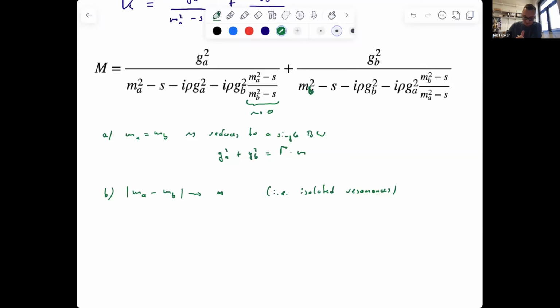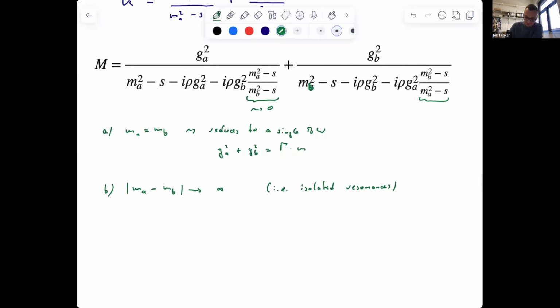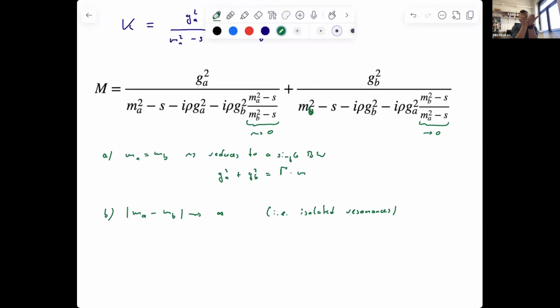If we now go to the right-hand side expression, and we say we're in the vicinity of resonance B, then again, this thing here tends towards 0. And so again, this reduces to the other Breit-Wigner. And so this really shows us where the saying is coming from, that the Breit-Wigner works for isolated resonances, because that's exactly what we've constructed here. We move these two poles infinitely far away. This reduces to just the sum of two Breit-Wigners.